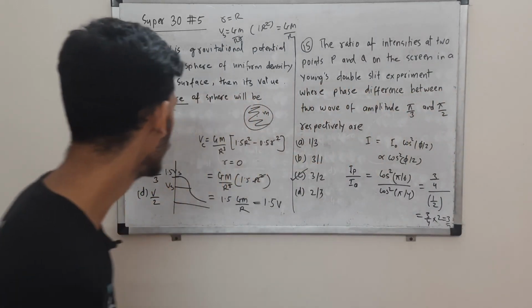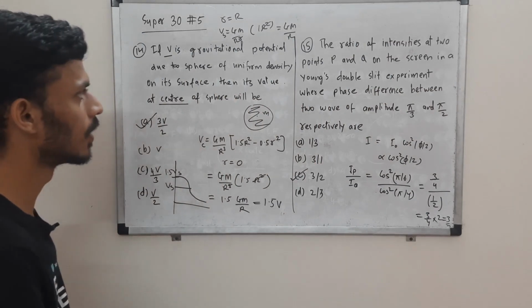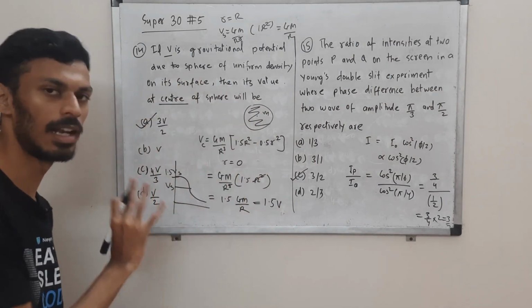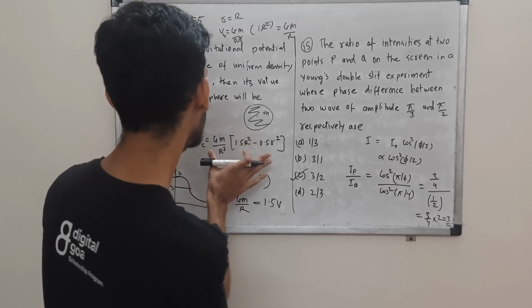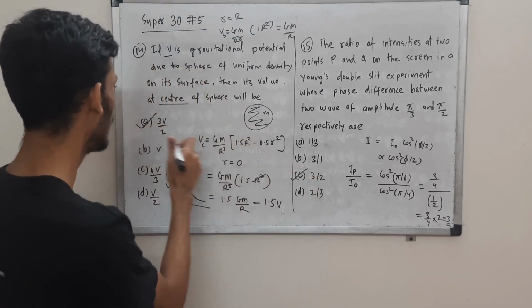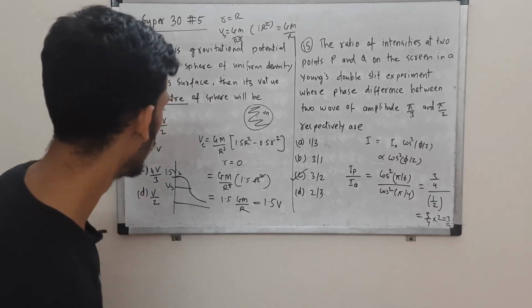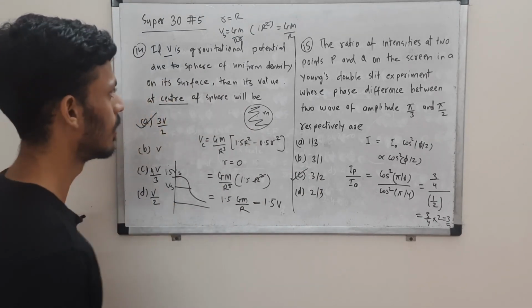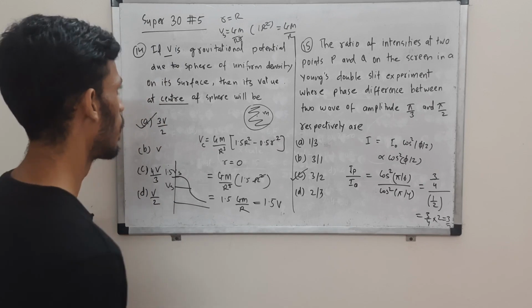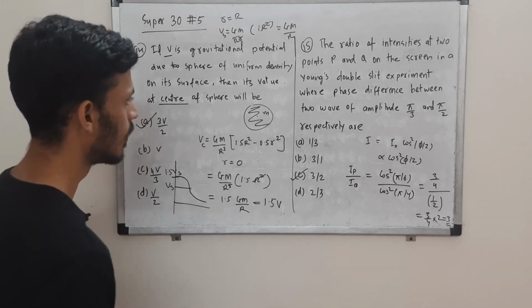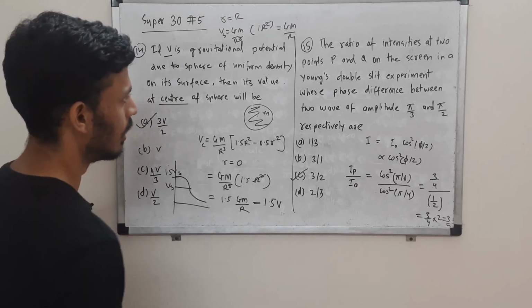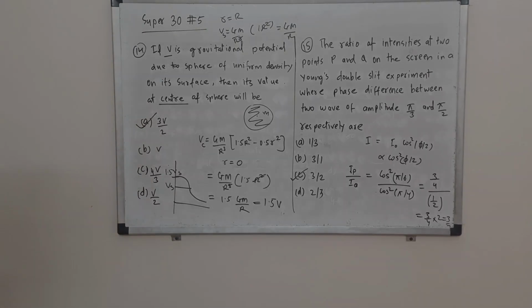Option C. Okay, so those were the two questions. I think this was a bit tricky, but I hope you remember this relation from now on, or directly remember that the potential at the center is 1.5 times the potential at the surface. So that's about these two questions. We are halfway done. Let's move to the later section of this video.